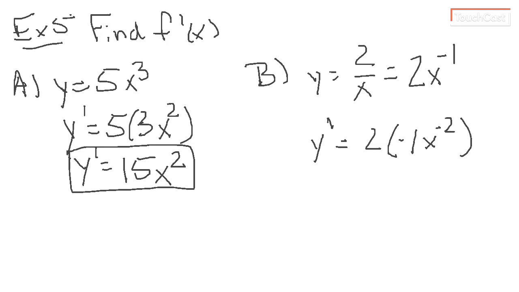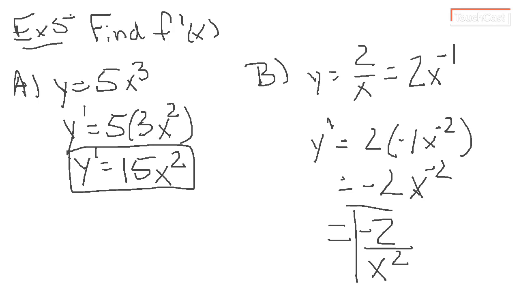We're getting real close because now we can multiply in that 2. We can write this as negative 2 x to the negative 2, and then we take care of that negative exponent. So we can rewrite this as negative 2 over x to the positive 2. And we've found the derivative of 2 over x. Let's look at another one.